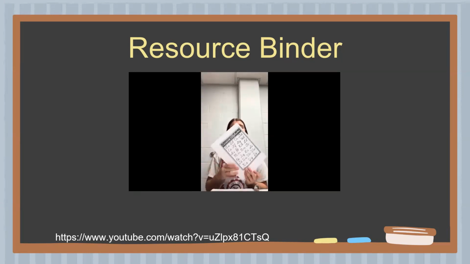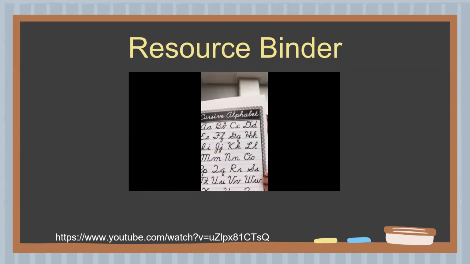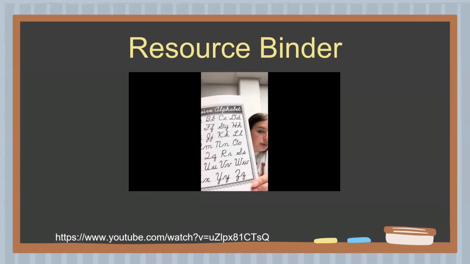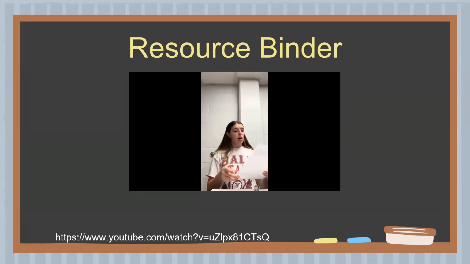Additionally, I would include a copy of the cursive alphabet. This one has arrows on it, so the students are able to see how you're supposed to form the letters. I would include this as well because it's been shown that students with dysgraphia can often write in cursive easier than they can write in print because there is less stopping of the letters. So you don't have letters individually, the letters kind of flow together.